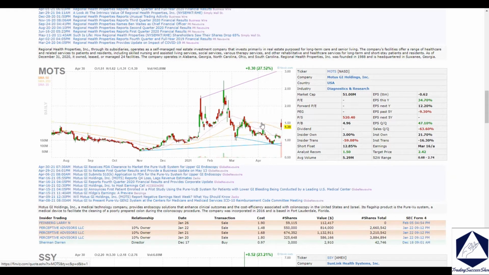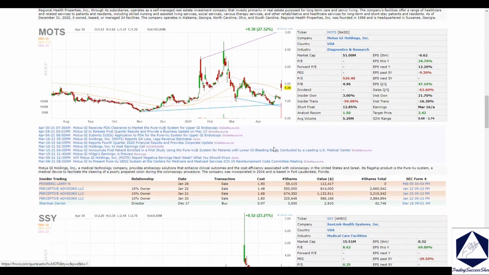MOTX, this one is good that we close above the 50 moving average, so I do like this one. Overall, your resistance is around $1.50. Okay, if we can break $1.50 and hold above that level, we should be all right on MOTS.